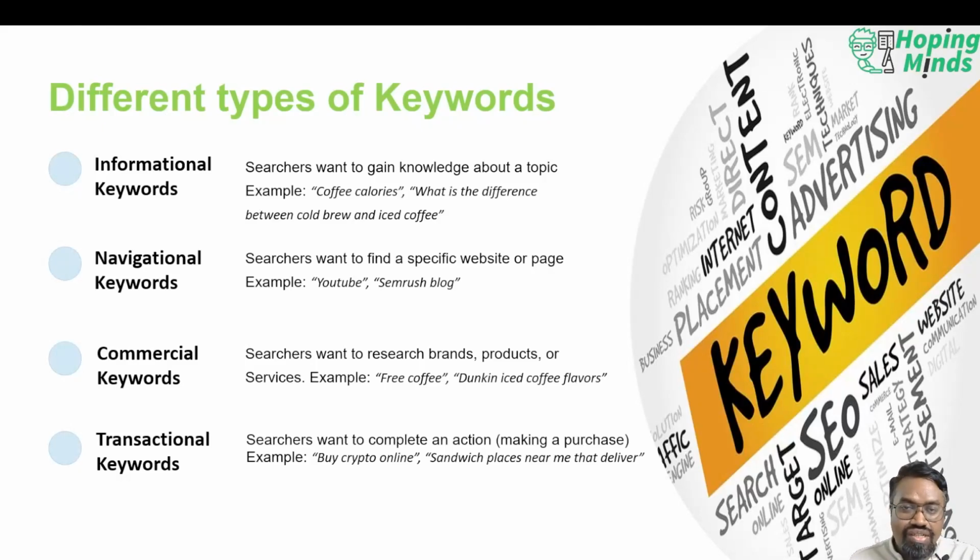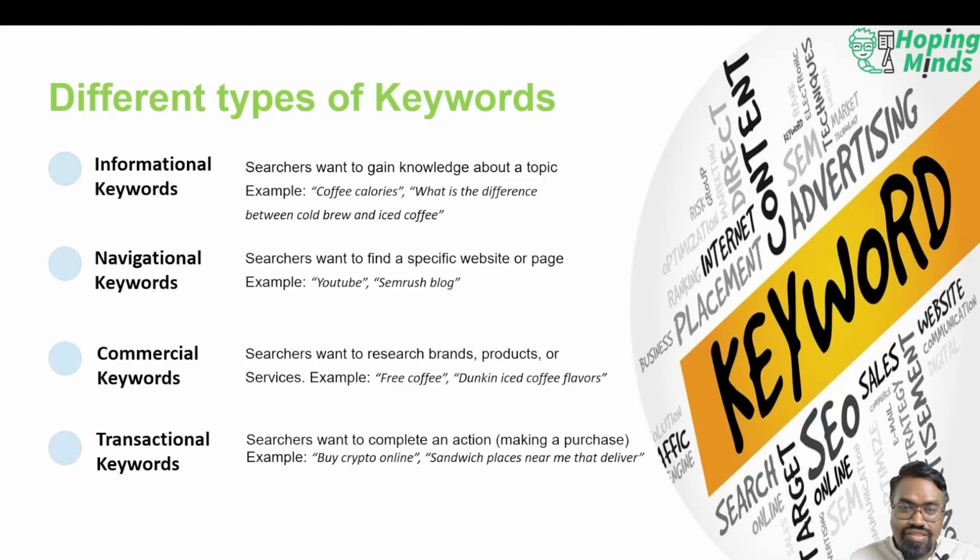Next are navigational keywords. Here the searcher is trying to find a specific website or page. Examples of these keywords are YouTube, or let's say I'm looking for a SEMrush blog. This kind of keyword acts as a navigational keyword.